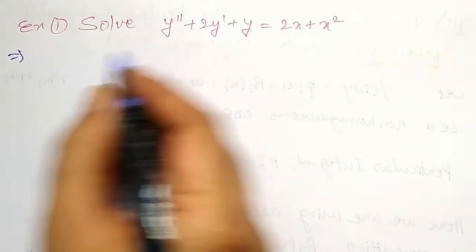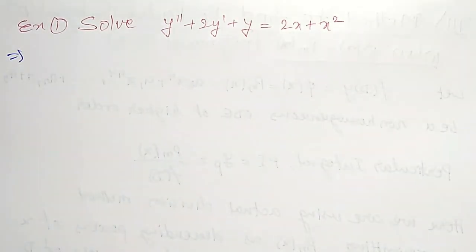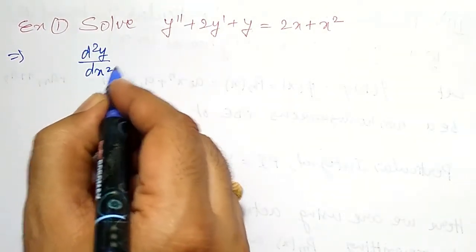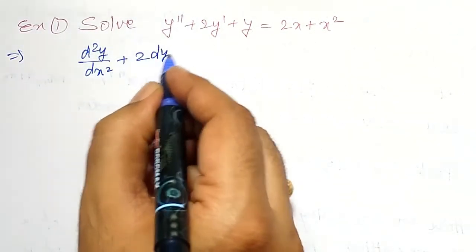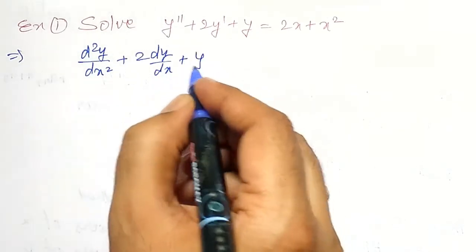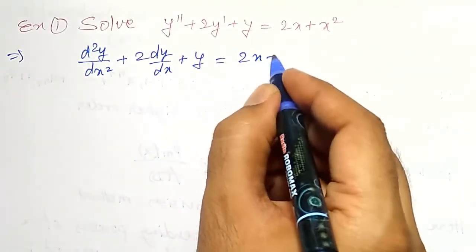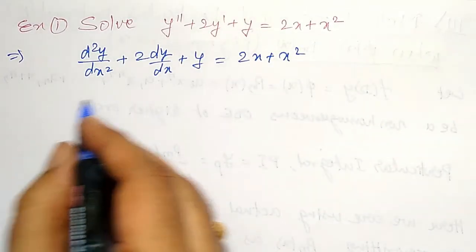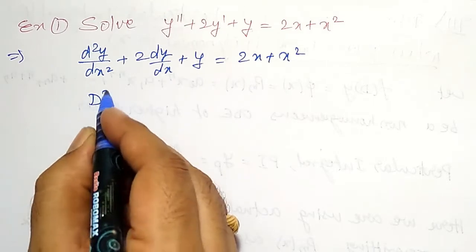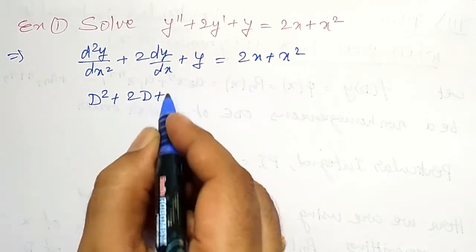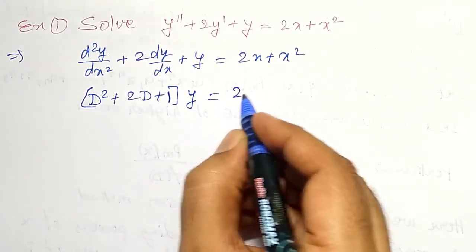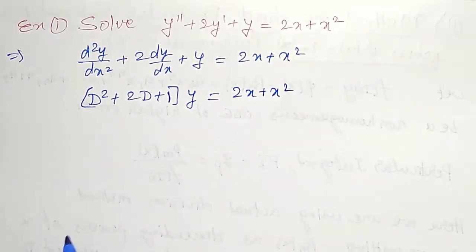Now first of all, I will write it in symbolic derivative form as d square y by dx square plus 2 dy by dx plus y equal to 2x plus x square. Now using the differential operator, I can write this differential equation as (d square plus 2d plus 1) y, taking y common, equal to 2x plus x square. This is using the differential operator.